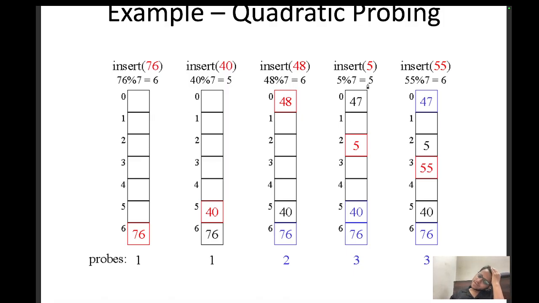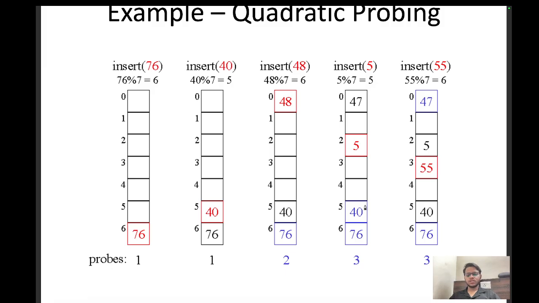Now we have to insert 5. It is very easy and the place is also free, so you can insert 5 at the second bucket. And for 55 we have an issue.